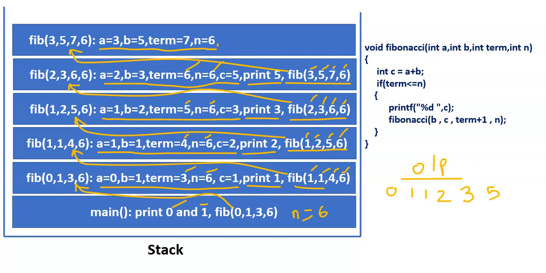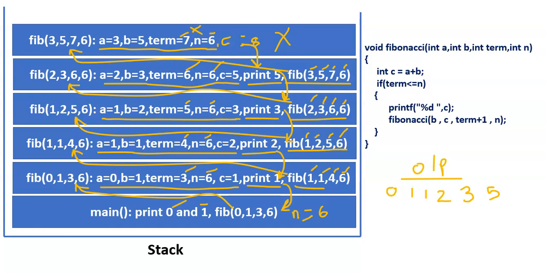Here also we will calculate c value. What is c value? c is equal to a plus b, 3 plus 5, 8. But here what is the condition? Term is less than or equal to n. 7 is less than or equal to 6. Is it correct? Now this is incorrect. Why? Because 7 is not less than or equal to 6. That means at this point of time the recursion will be stopped and the control returns to this particular point. And again there are no more statements here. Control returns to its caller, and similarly control returns to its caller, and similarly to its caller, and finally control moves to the main function.